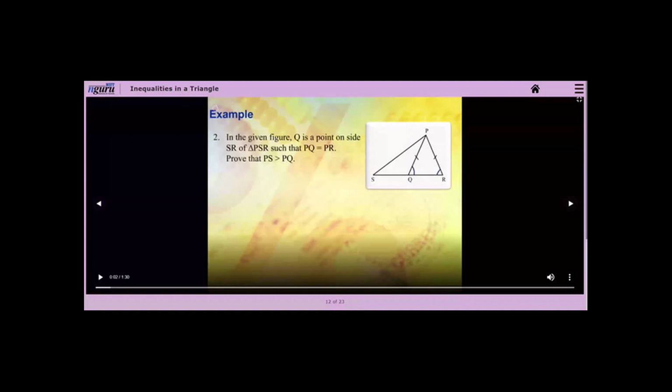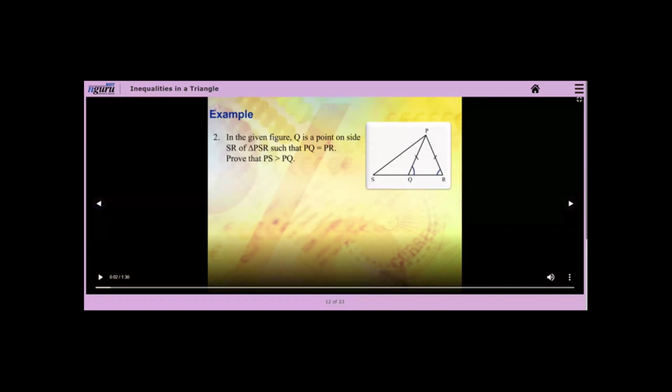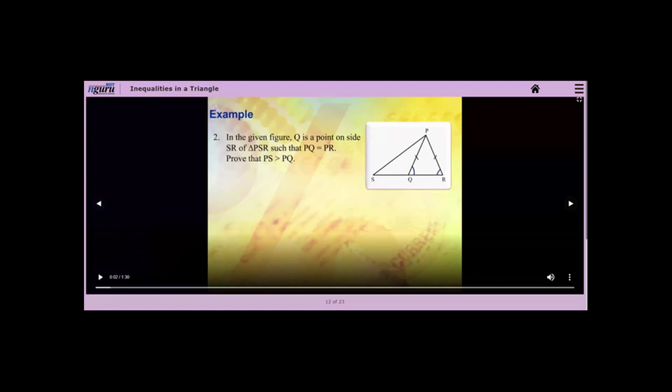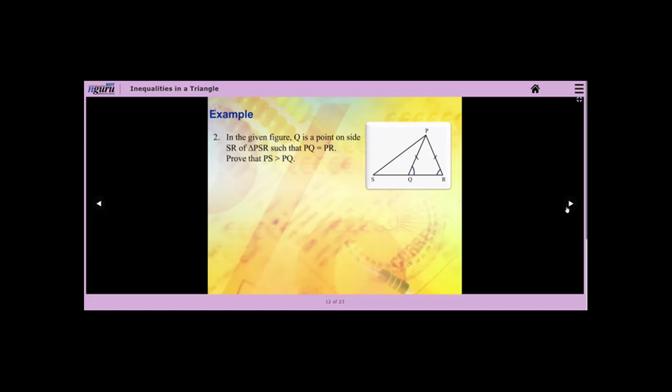And so it is opposite to PRQ. Opposite to PRQ? PQ. So PS is greater than PQ. Yes. Correct. Then there are other ways of proving it. You can use different methods. This is one of the methods.